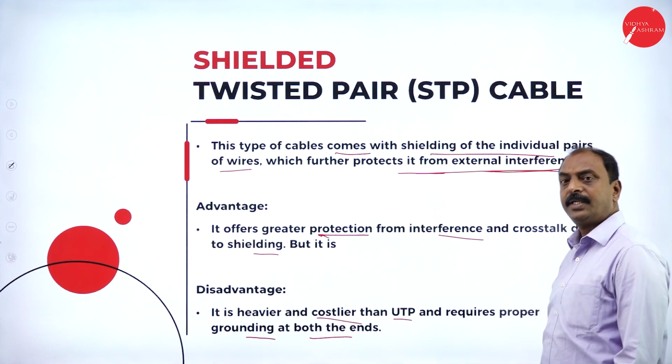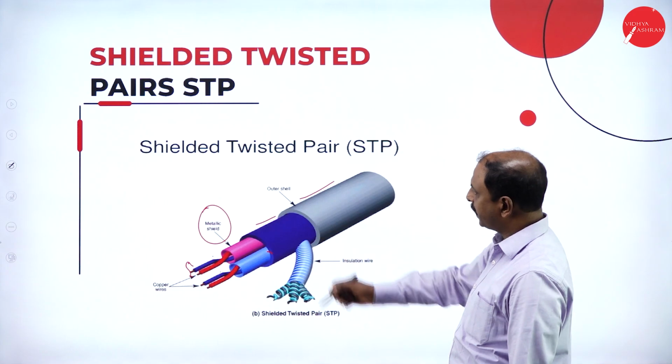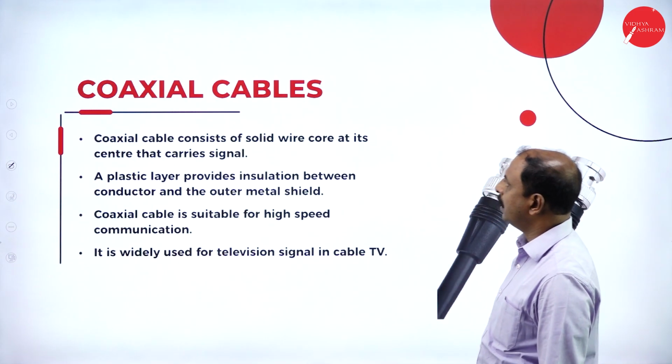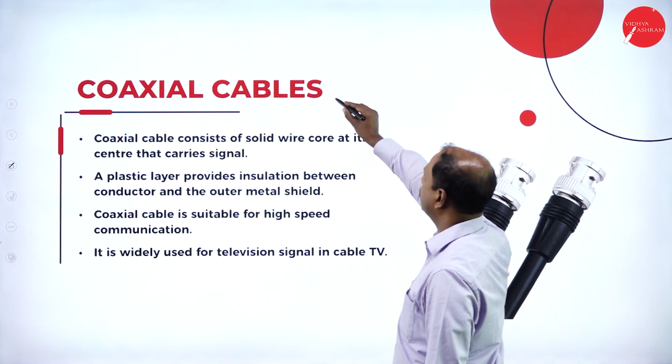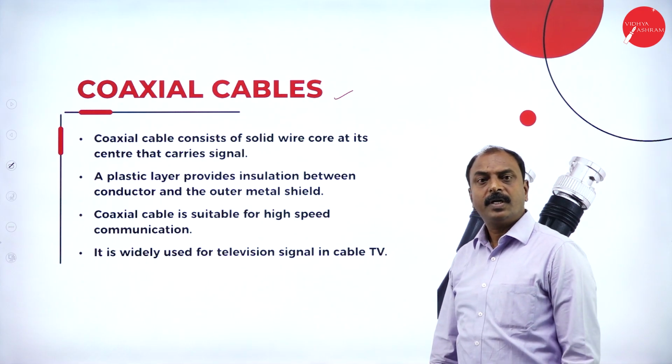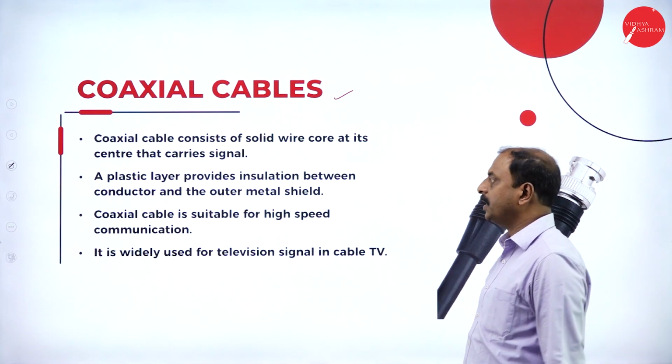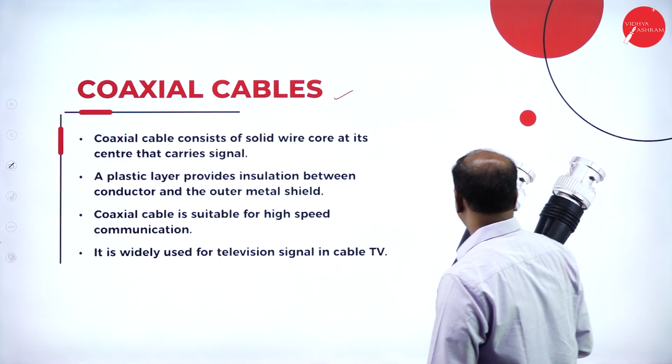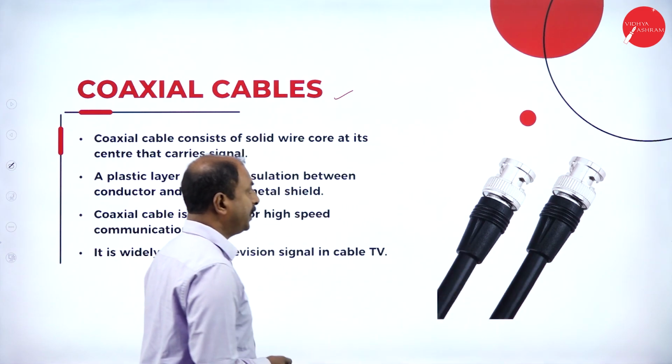So this is STP cable. This is a diagram of STP cable. Next one is coaxial cable. Another type of cable for communication is coaxial cable. This is the diagram of coaxial cable normally.